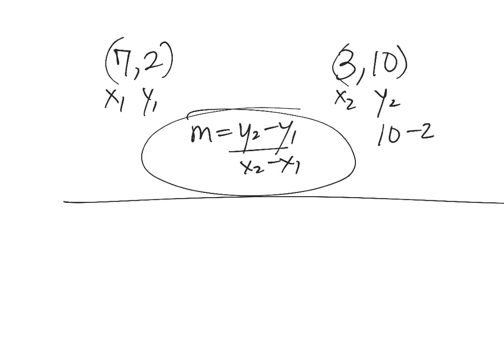In this case, it would be 10 minus 2 over 3 minus 7, which is 8 divided by negative 4, which is negative 2 for the slope. So that's the slope formula. The first thing we need to know is make sure we know how to use the slope formula.